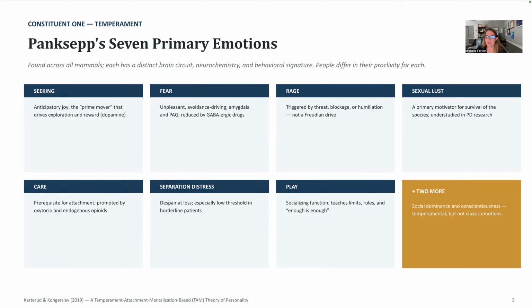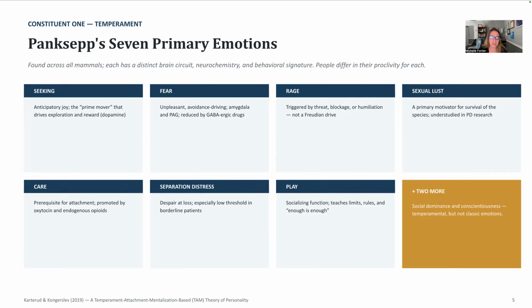Next is rage. Rage is another emotion. It's triggered by threat, blockage, or humiliation. It is not a Freudian drive. Sexual lust, another one. It's a primary motivator for survival of the species. It's understudied in personality disorder research.